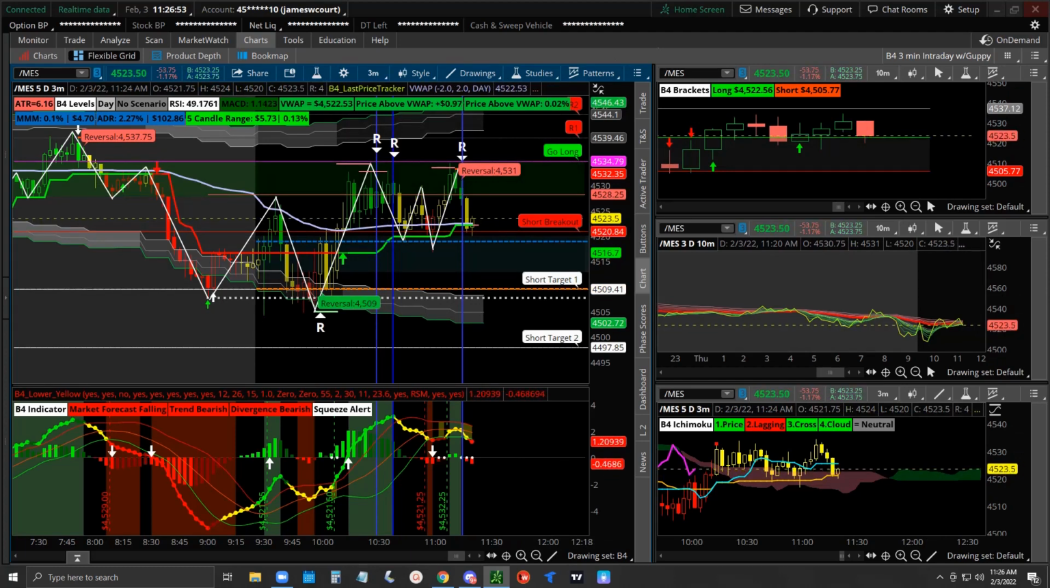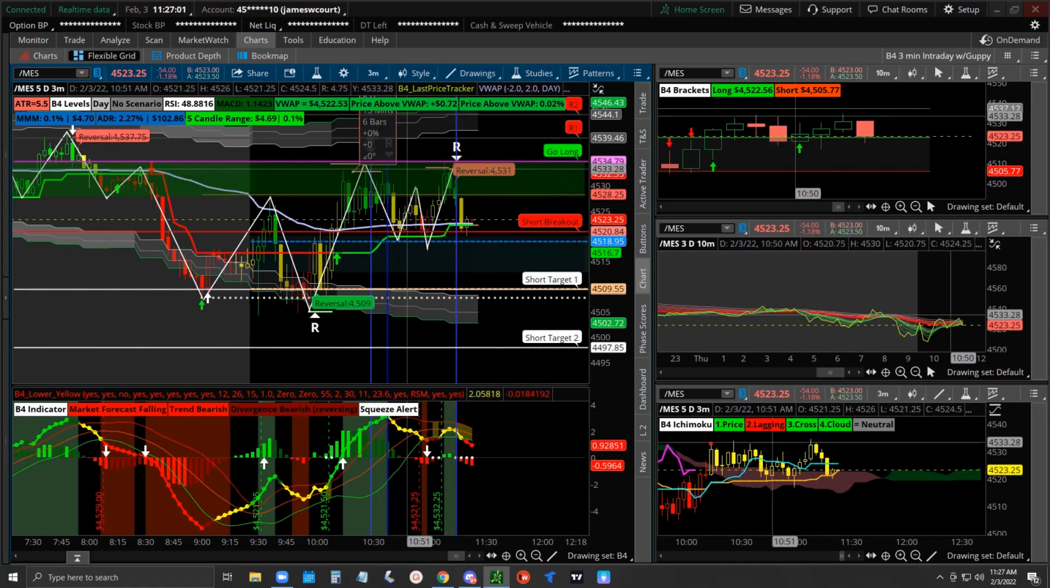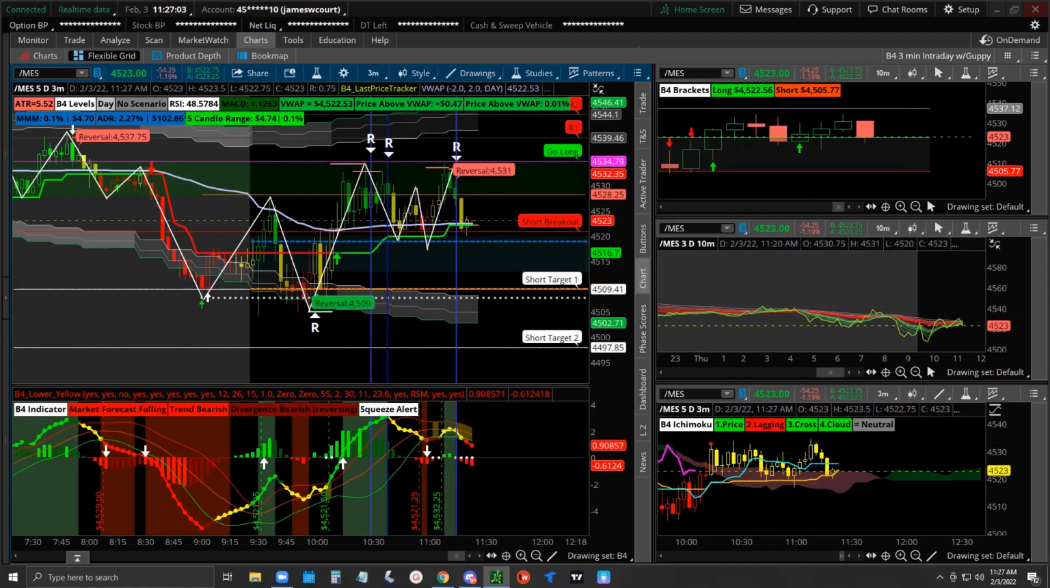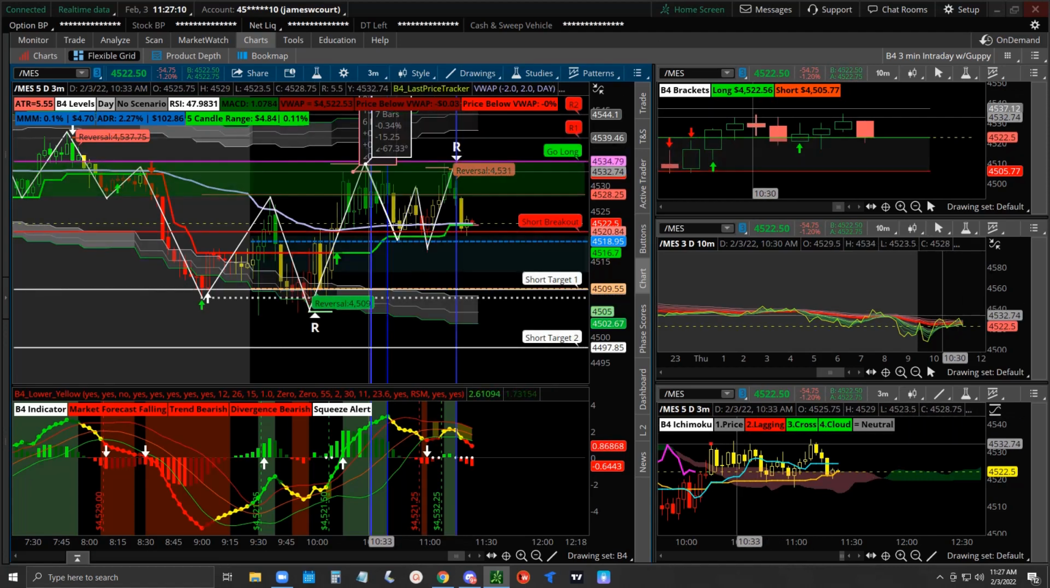So yes, I see a double top trap for bulls, but I need to see bears selling and taking out this low. If they fail to do so, this could just create a small pullback bull trend for a couple of hours, go all the way up top here. That's one scenario.